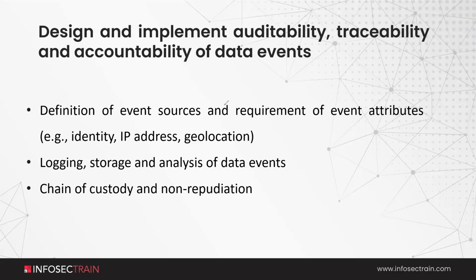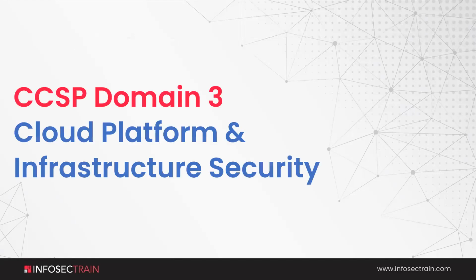Then the last thing, most important, is chain of custody and non-repudiation. See, chain of custody means what? Let's say you are collecting a log file or evidence. From the point you collect the evidence to the point you present it to the court of law, it should be properly stored and in safe custody. That's called chain of custody. And what is non-repudiation? A person cannot deny his action. There should be someone accountable for activities, called non-repudiation.